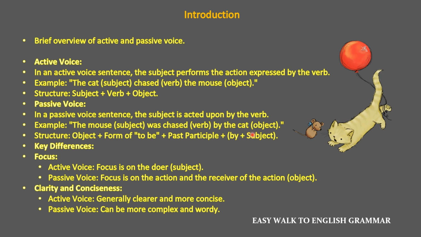Key differences between active voice and passive voice. Active voice focuses on the doer, the subject. Passive voice focuses on the action and the receiver of the action, the object. Clarity and conciseness: active voice is generally clearer and more concise. Passive voice can be more complex and wordy.